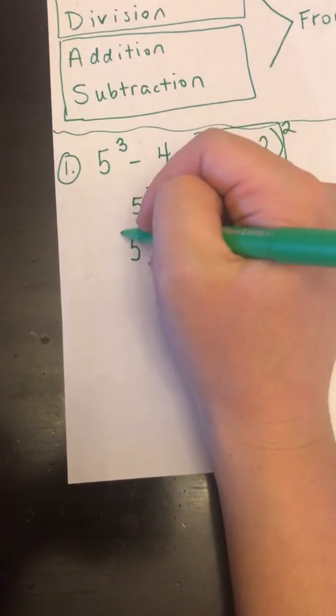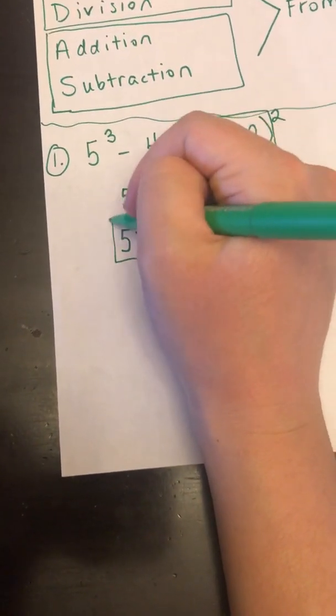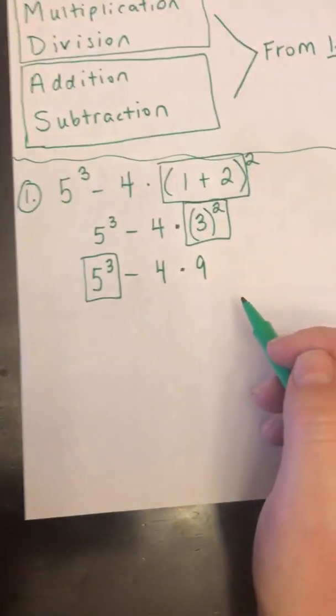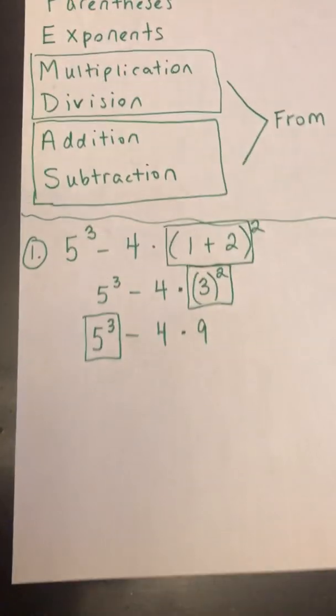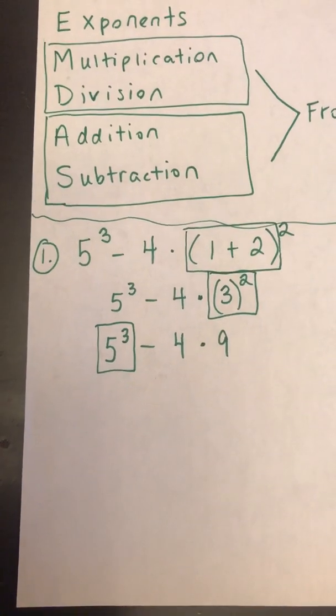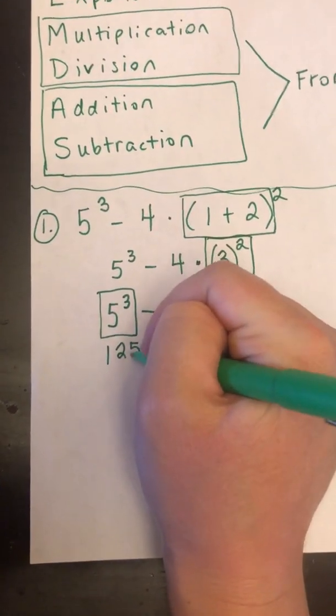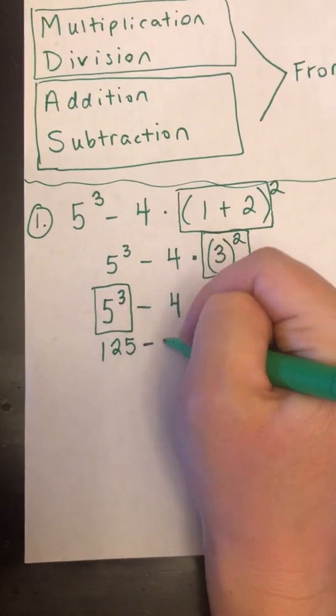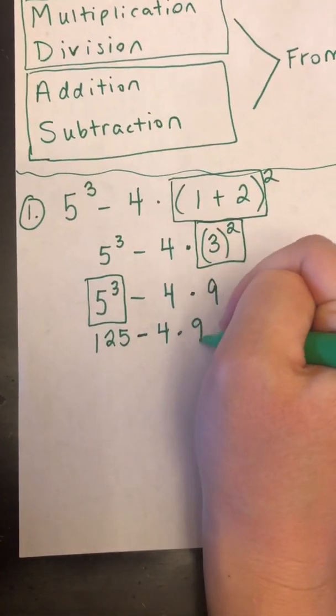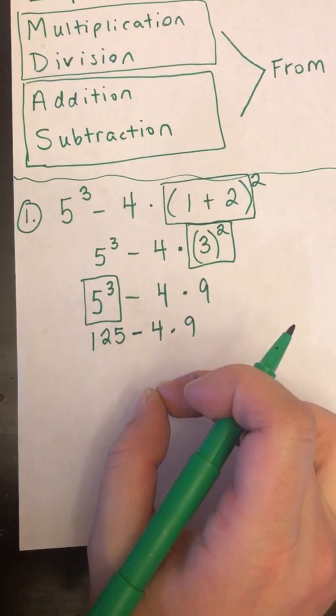Okay, and I also have this exponent, so I need to do that before I do any of this. 5 cubed means 5 times 5 times 5, which is 125. And you can use your calculator on that or write it out. Minus 4 times 9. So notice each time I go down, it's shrinking a little bit.